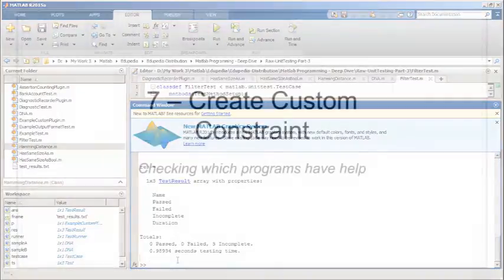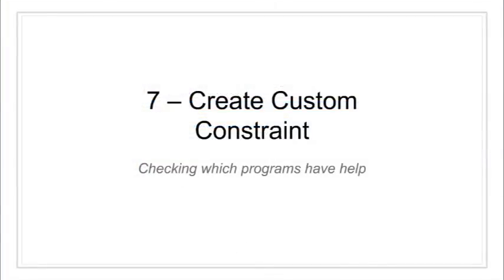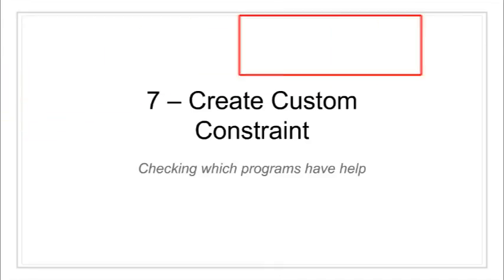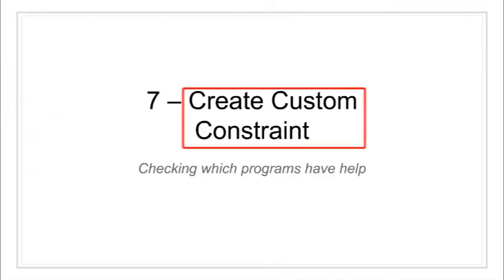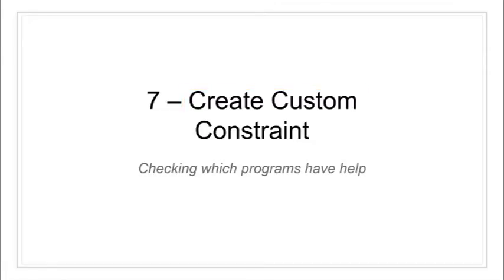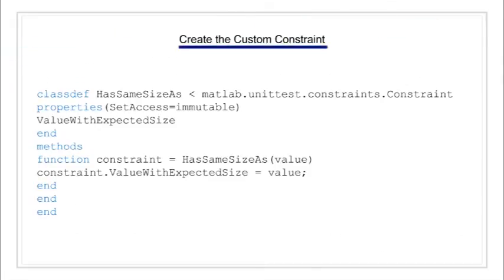test cases. In this 7th section, I am going to demonstrate how to create a custom constraint and use it. Here I will create a constraint that determines if a given value is the same size as an expected value. I will first explain the segments in the code and then go on to give a brief demo for the same. The custom constraint is created by inheriting the constraint class from the unit test framework.